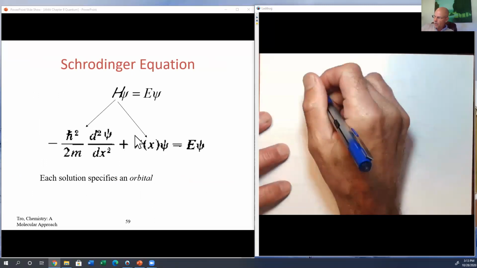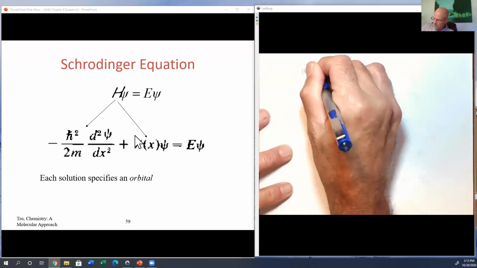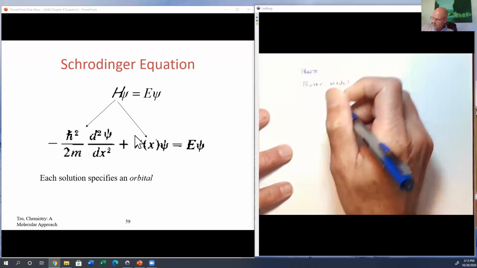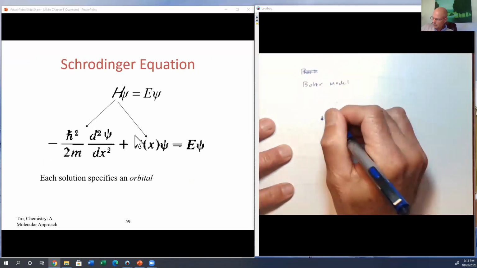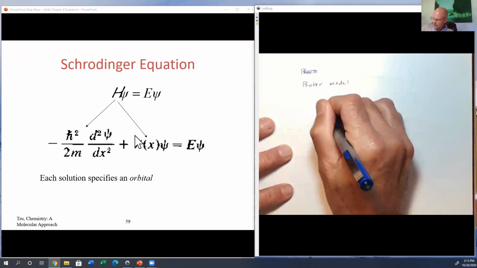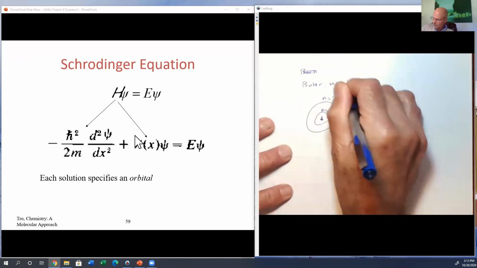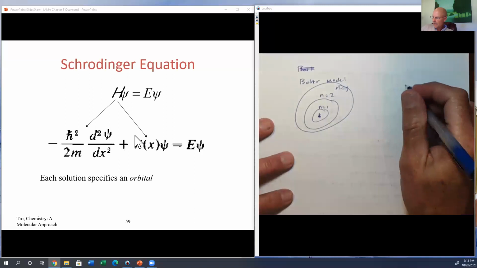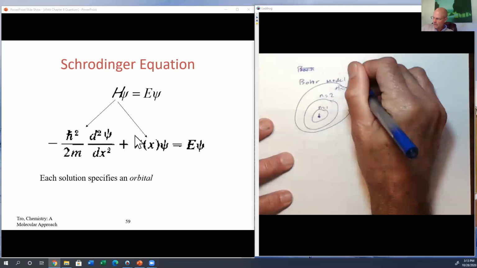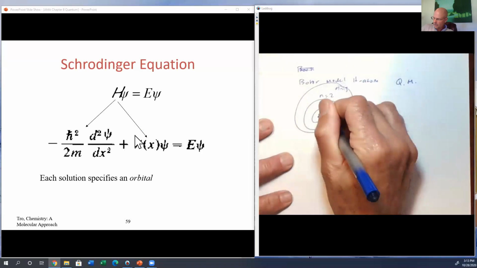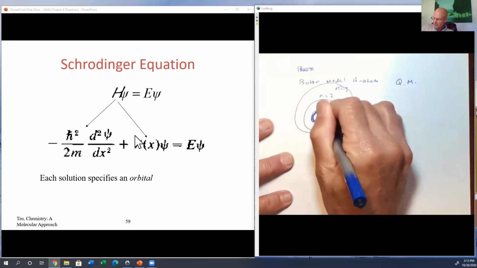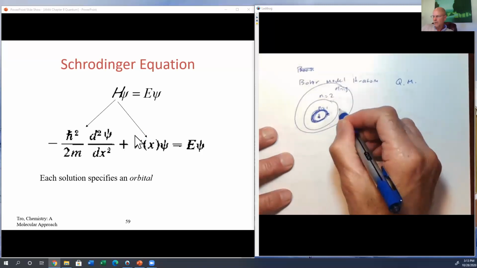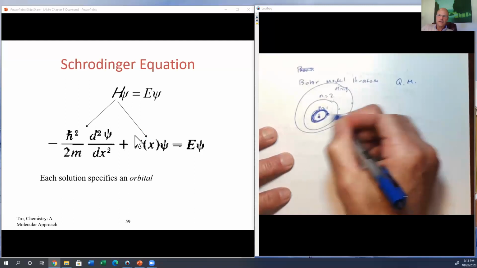Okay, so in the Bohr model, you have a nucleus with a plus charge, and you have orbits specified by a quantum number. This is for the hydrogen atom. The electron just sits in orbits around the nucleus, and you can give it energy and it can jump up to higher energy orbits, and then come back down.